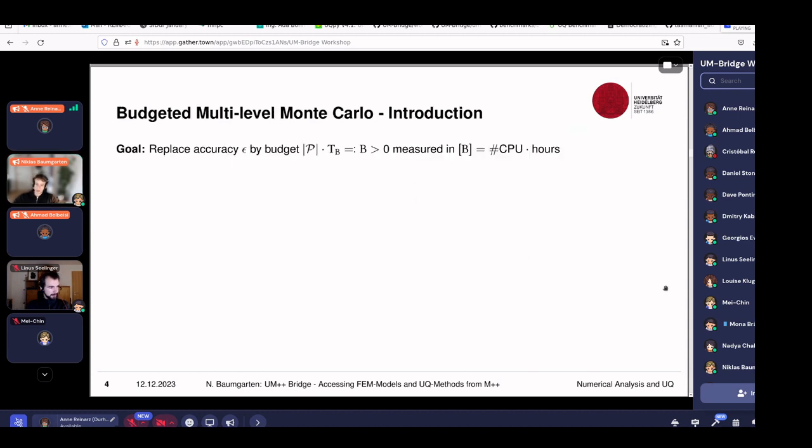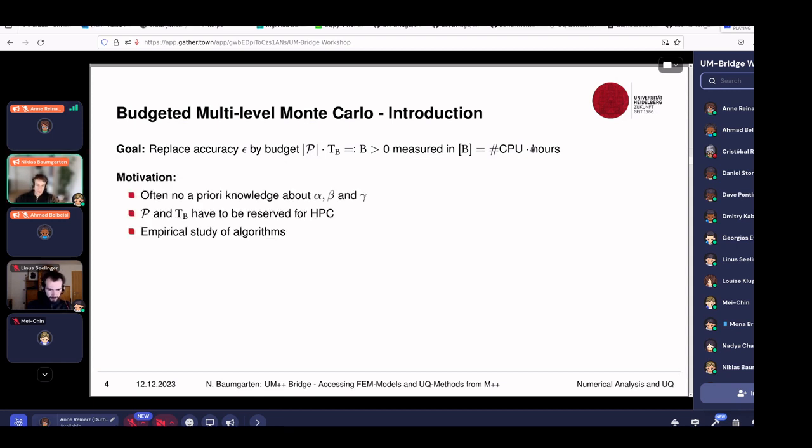So this led me to develop this budgeted multi-level Monte Carlo method. So I'm going to replace the accuracy epsilon by this budget, which is measured in CPU hours, which is really the key here. The cost measure really is something you can measure on your computer. The motivation is that you often have no a priori knowledge about these rates from the assumptions, that you have to choose the amount of processing units and the computational time on your HPC cluster anyways, and that you can do very nice empirical studies of the algorithm combinations.